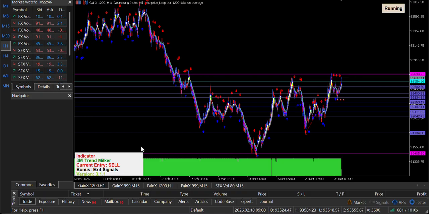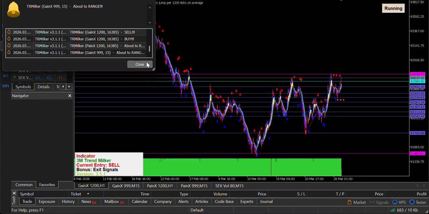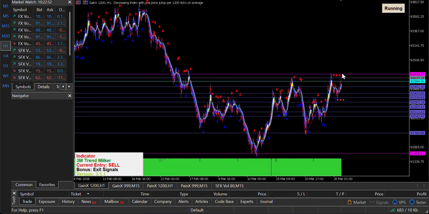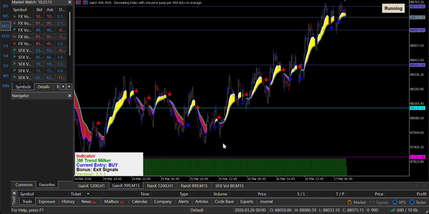So that is that about GainX 1200. The first thing to do is to allow it to get to the resistance zone, which happens to be where we started our analysis from, and of course, see if it will break out from there. If it breaks out from there, then we should get ready to buy more. So that is very, very important. Now let's move on to GainX 999.